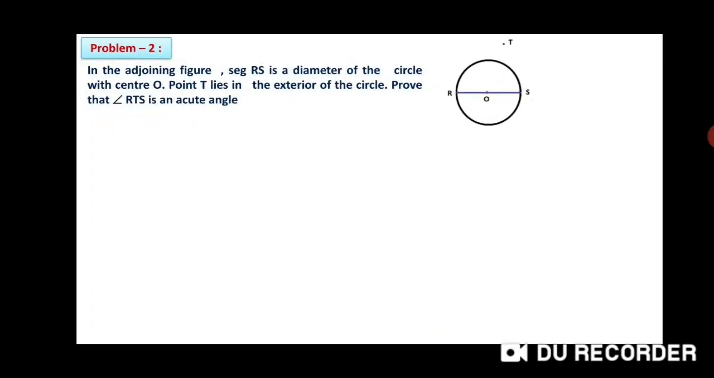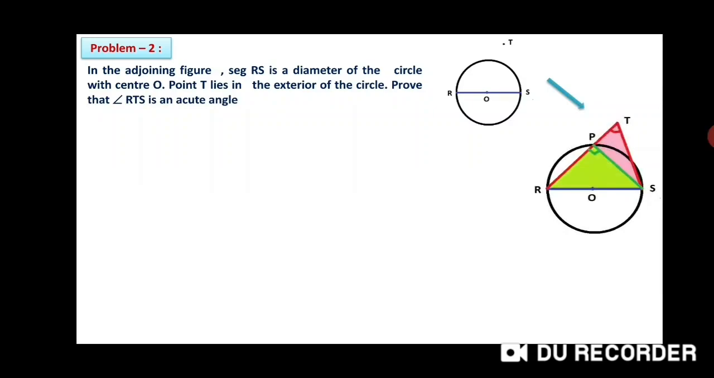In the adjoining figure, segment RS is the diameter of the circle with center O. Point T lies in the exterior of the circle. You have to prove that angle RTS is an acute angle, less than 90. So, this is the figure. We have joined RT and TS, and while joining, RT intersects the circle at point P. PS is also joined. So, we'll start.